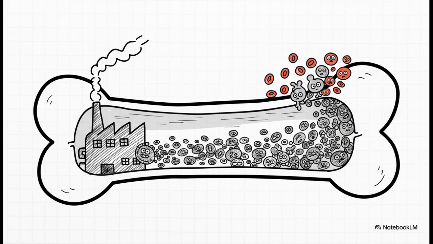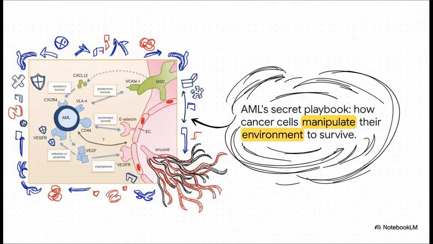The problem is, these blasts are completely useless. They're abnormal, they can't do their job, and they multiply so fast that they literally take over the factory, crowding out any chance for normal, healthy red cells, white cells, or platelets to get made. So you have to wonder, how on earth do these cancerous cells get so powerful?